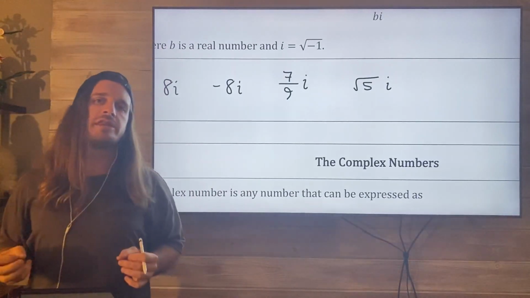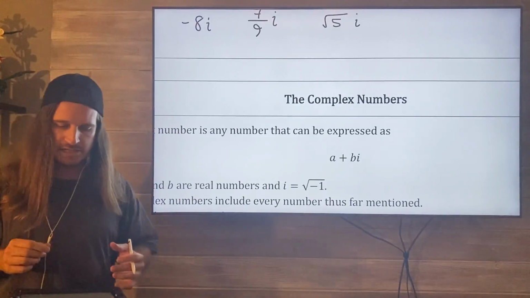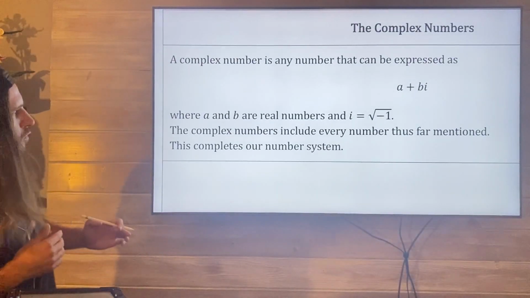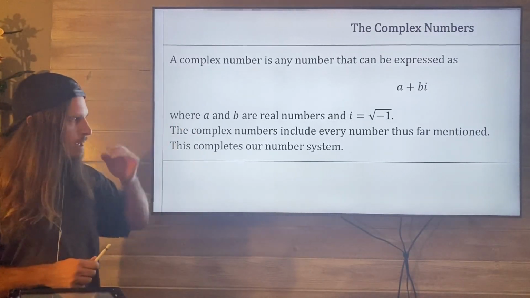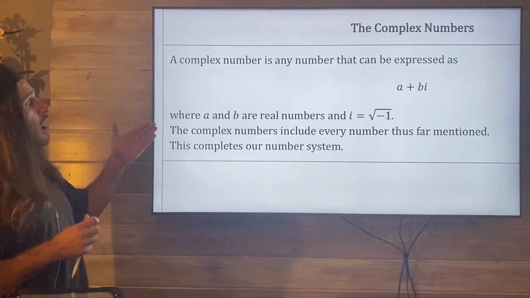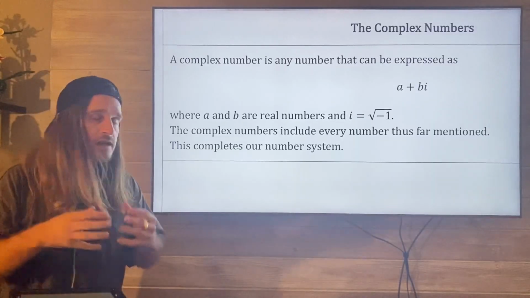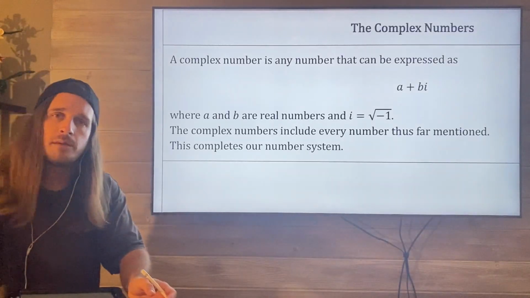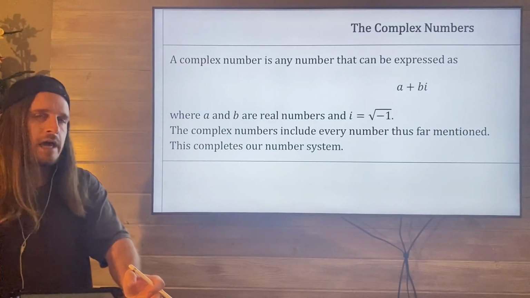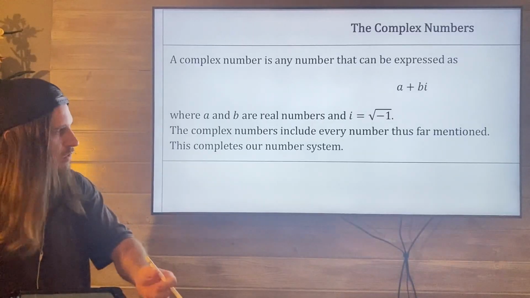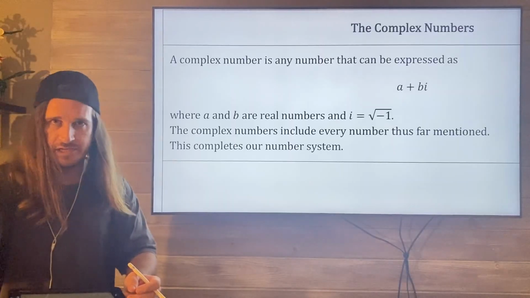When we put these two things together, the reals and the imaginaries, we get what's called a complex number. And complex numbers come in the form a + bi, where a and b are real numbers and i equals the square root of -1. The complex numbers include every number thus far mentioned, and finally, this completes our number system, right? I believe there's unanimous agreement amongst the world of math that this is it. This is the whole number system, right?